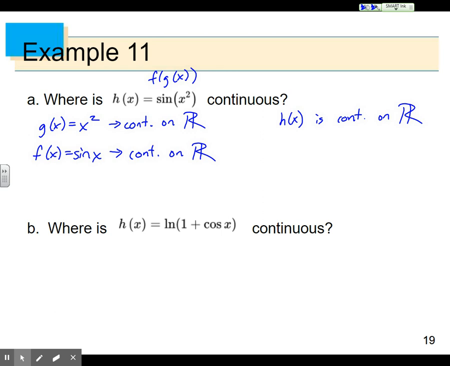Well, let's look at one that maybe handcuffs us a little bit. My inside function, again, is what's just inside parentheses right there, this 1 plus cosine x. That's going to be continuous everywhere. And my f of x is the natural log of x. That one's got a restriction on it. Natural log of x is only continuous from 0 to infinity.